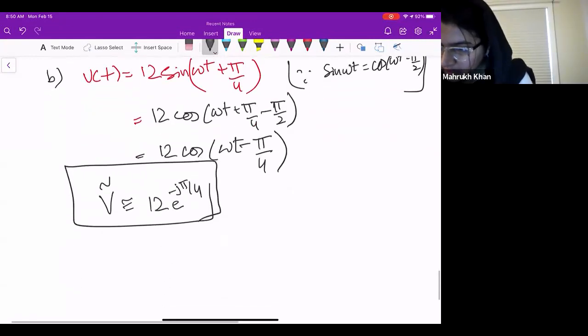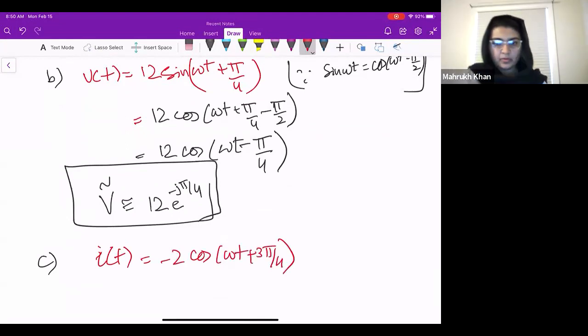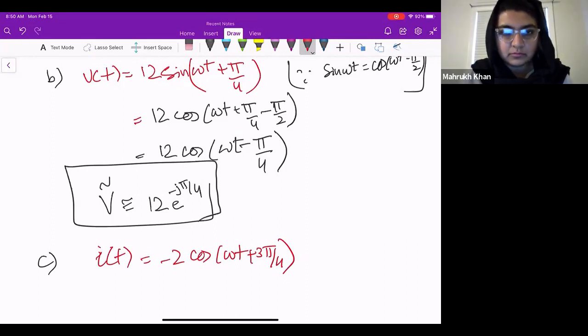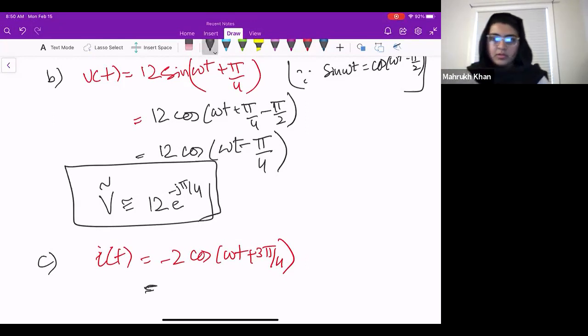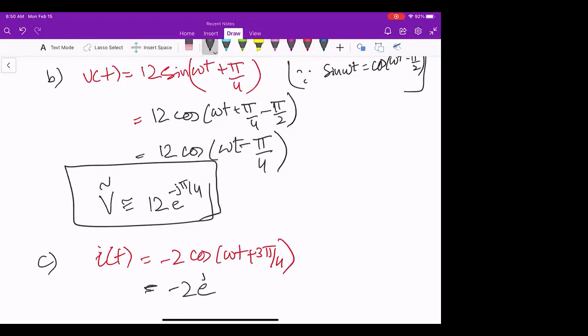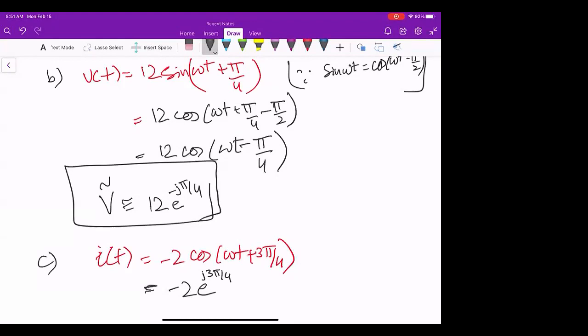Okay. So one more: i(t) equals minus 2 cos omega t plus 3 pi by 4. What do you think its phasor will be? Ria, what do you think its phasor will be? Is it negative 2 e to the power j 3 pi over 4? Yes, that's right. Okay. So we are good till now? Parker, what do you think? Yeah, this makes sense. Okay.